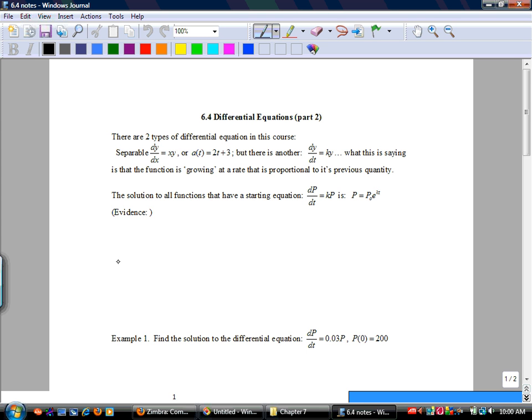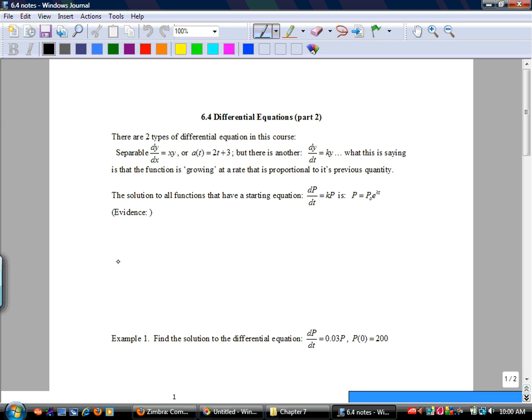There are two types of differential equations in this course. Well, I guess there's two. I could argue three. dy/dx equals x times y. We call that a separable differential equation because you get the x to one side, you get the y to one side. You take the antiderivative of both sides and you're off to the races.